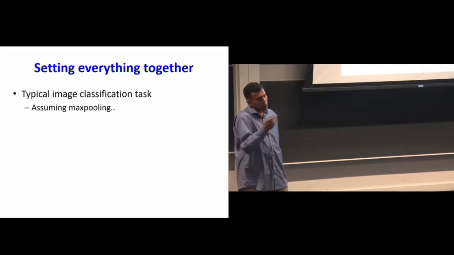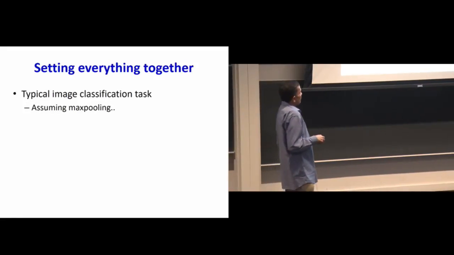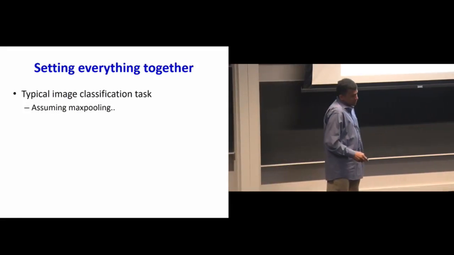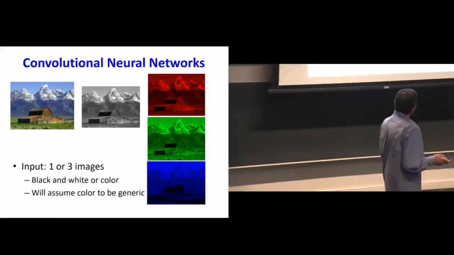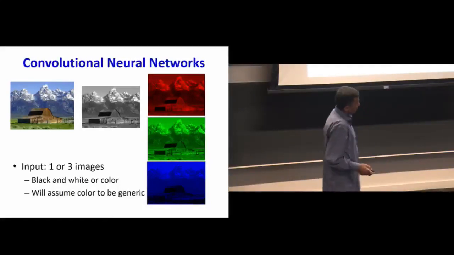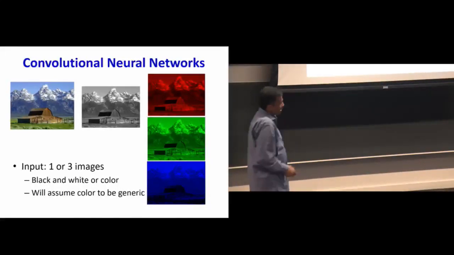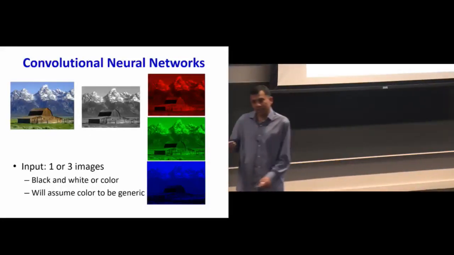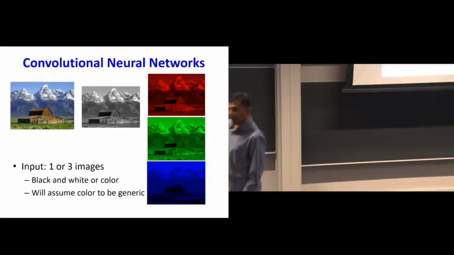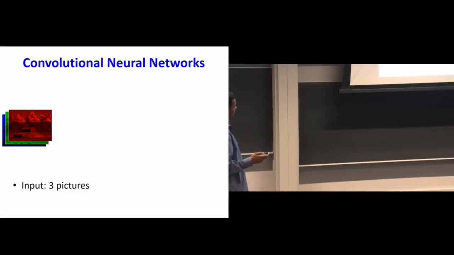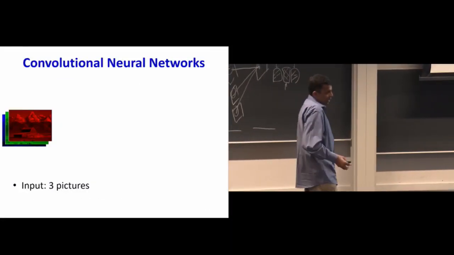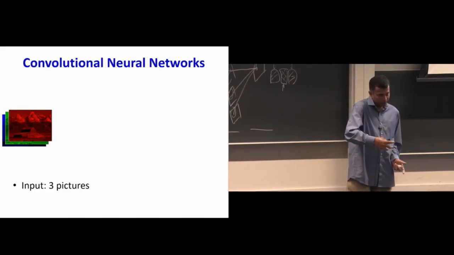So let's put all of these pieces together, right? Let's take a typical image classification task, and I'm going to assume max pooling because it's historically what's done. So your typical image is going to look something like this. You'd have a color image. There's a corresponding grayscale image, but the color image actually comprises 3 different images, an R, a G, and a B, right? So here's the input. I can stack the 3 together, and I can think of my image as a cube to begin with.